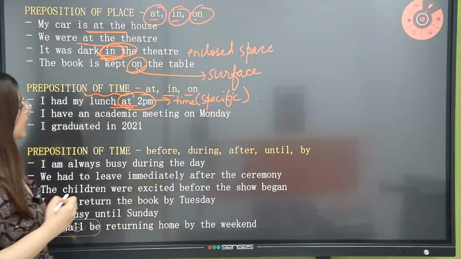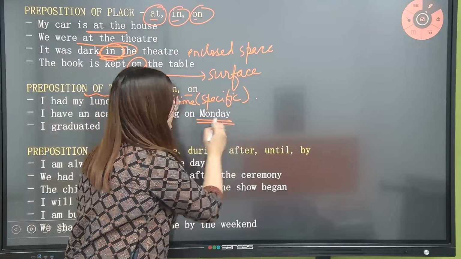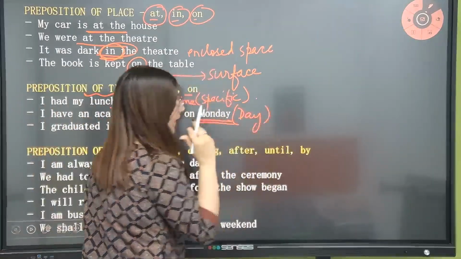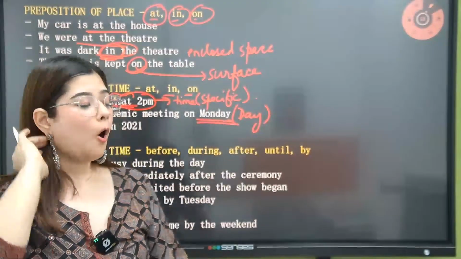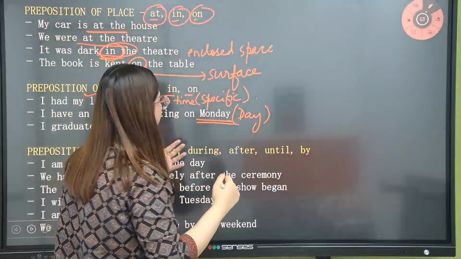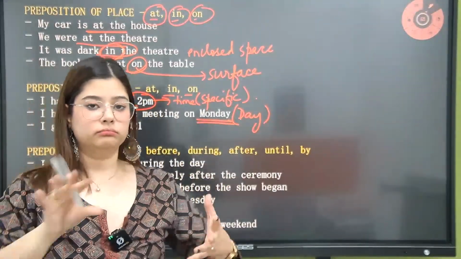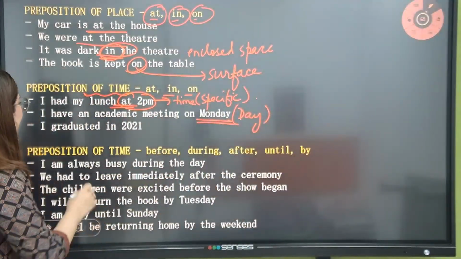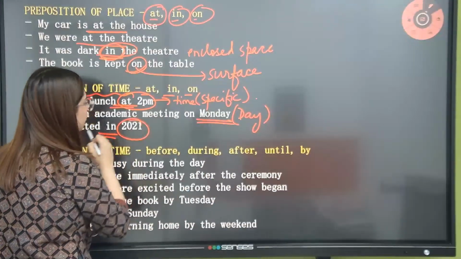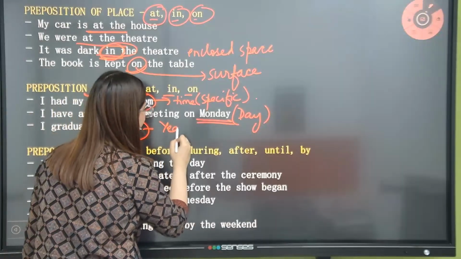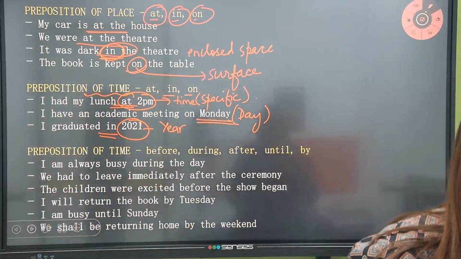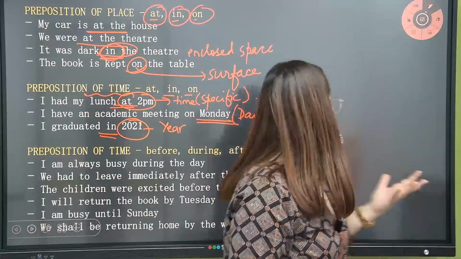I have an academic meeting on Monday. Whenever you're talking about a specific day, we use on. Or let's say, I will meet you on the weekend. For a series of days, we tend to use on. And I graduated in 2021. Whenever you're talking about a year in general, we tend to use in.